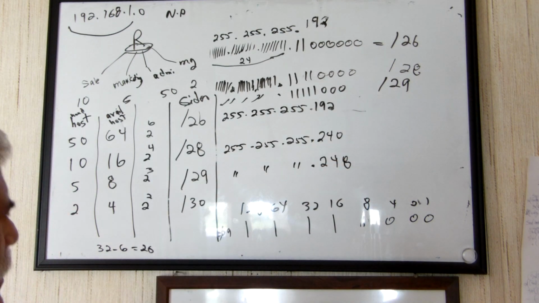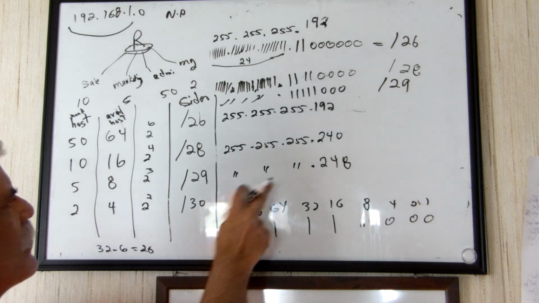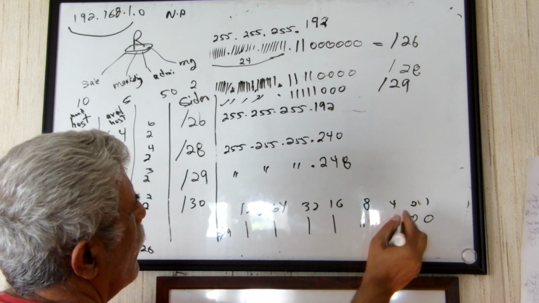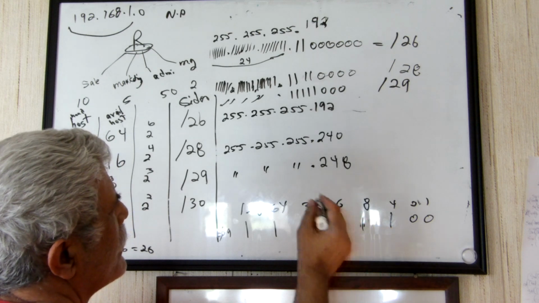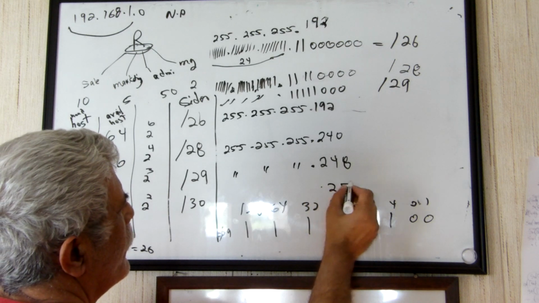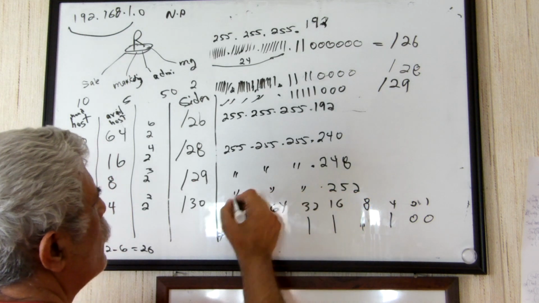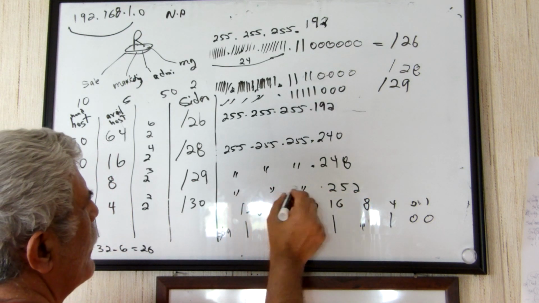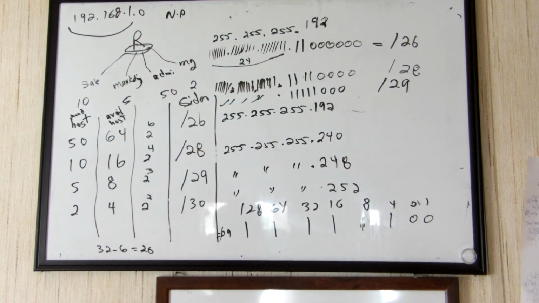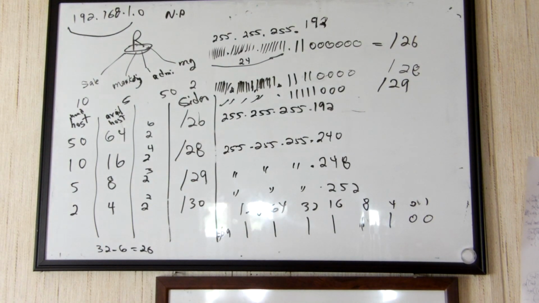And then for the last one, /30, there is one more one. We add one more here. So it's going to be 248 plus 4, which is 252. So the mask is 255.255.255.252.